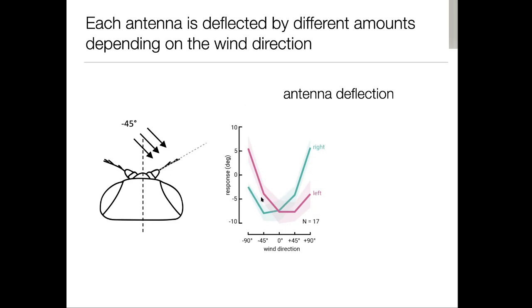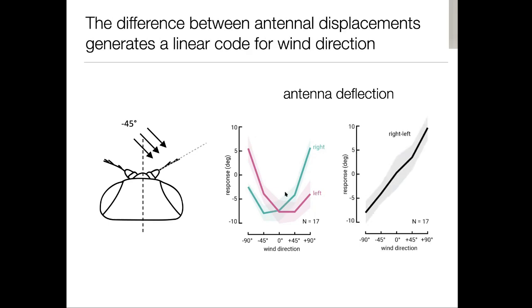However, you can see that the two curves are offset from each other because of the angles of the aristae. And what this means is that if you could take a difference between these two antennal deflections, you would get an unambiguous, almost linear code for wind direction. Okay, so Marie set out to find whether there were neurons in the fly brain that could perform this computation.